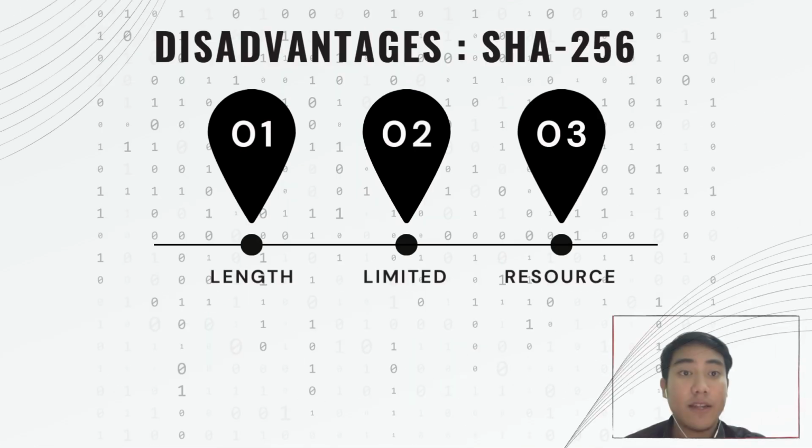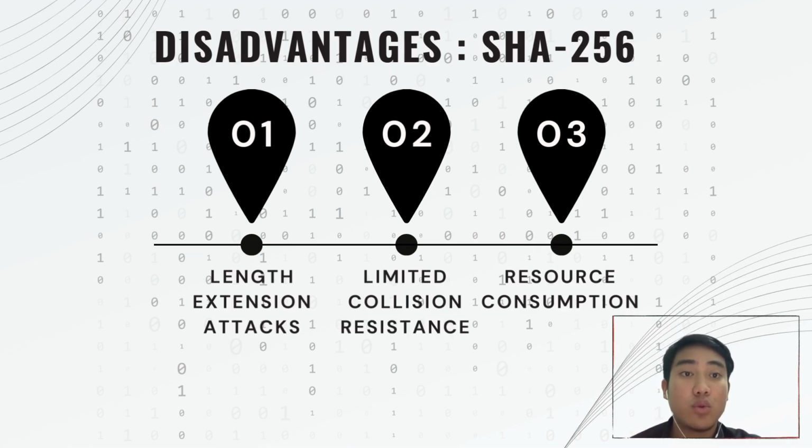Here are the disadvantages of SHA-256. The first one is length extension attacks. One potential vulnerability of SHA-256 is that it is vulnerable to length extension attacks. This type of attack allows an attacker to construct a new message that produces the same hash value as an existing message without actually knowing the original message.